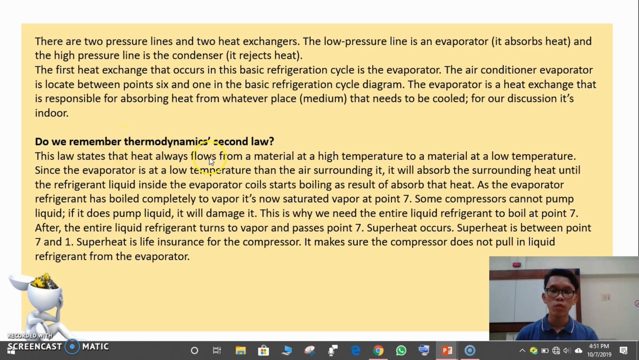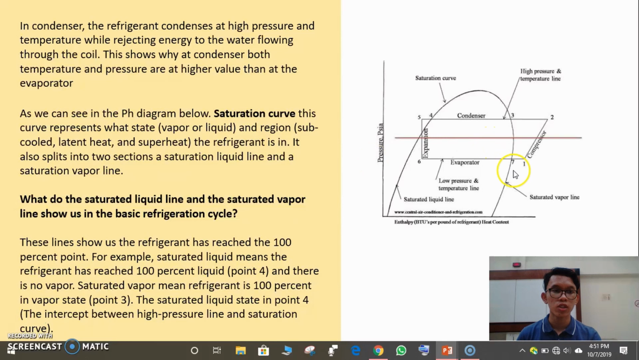So, do you remember the second law of thermodynamics? This law states that heat always flows from a material at higher temperature to a material at lower temperature. Since the evaporator is at a lower temperature than the surrounding air, it will absorb the surrounding heat until the refrigerant liquid inside the evaporator coil starts boiling as a result of absorbed heat. As the refrigerant has boiled completely to vapor, it's now saturated vapor at point 7. So, as you can see, this is at point 7.